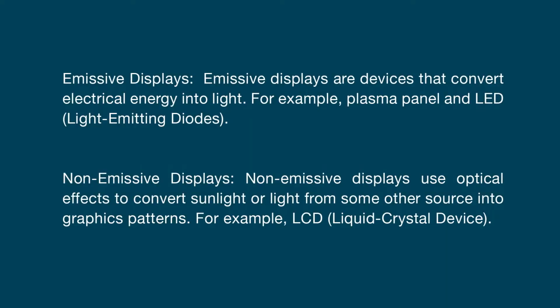The flat panel display is divided into two categories. Emissive displays. Emissive displays are devices that convert electrical energy into light. For example, plasma panel and LED, that is light emitting diodes. Non-emissive displays. Non-emissive displays use optical effects to convert sunlight or light from some other sources into graphics patterns. For example, LCD, liquid crystal devices.